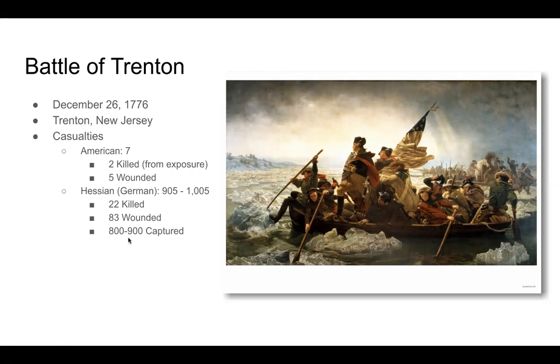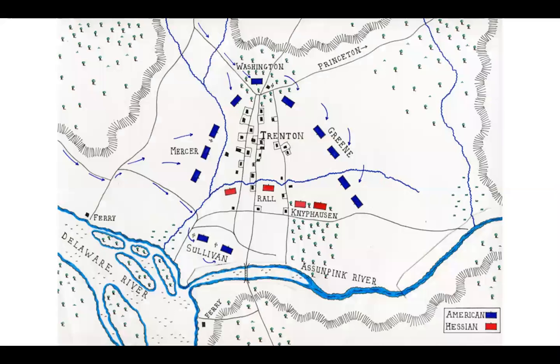They captured the army that is in Trenton, and the Americans, 2 were killed from exposure, so not even from gunshots from the Hessians, and 5 were wounded. So 7 to 1,000. This is a major victory for the Continental Army, and it's a very big morale boost and allows them to continue to fight. So here it shows how the Americans came across this river over here, surrounded Trenton, and forced the Hessians to, some of them would either retreat, but most of them were captured.